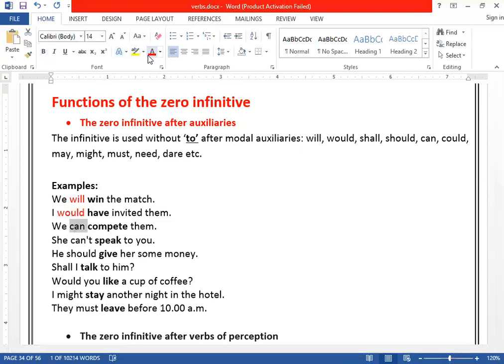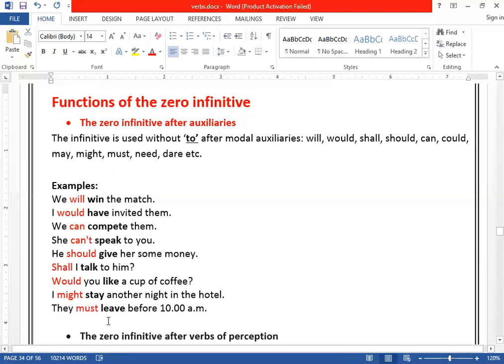We can, we can't speak. We should give. Shall I talk? Talk is a bare infinitive. Would you like? Bare infinitive, like. I might stay, might is a modal auxiliary, stay is a bare infinitive. They must leave, leave is a bare infinitive.